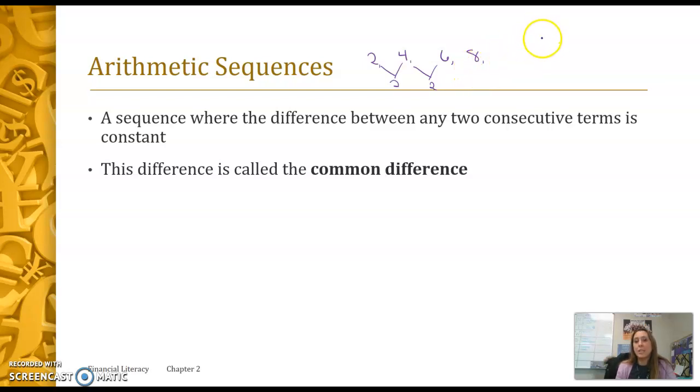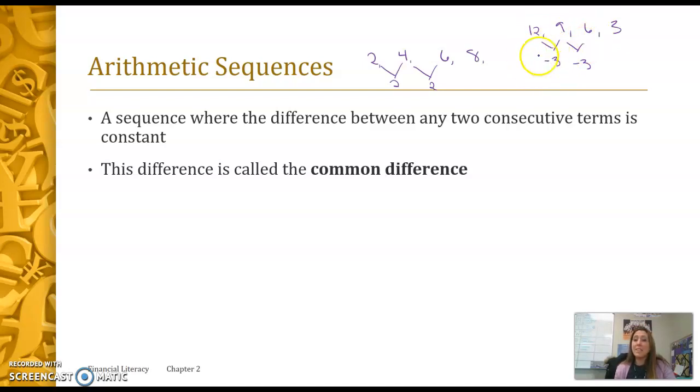Another way that you could see this is if we did it backwards. So if we did, let's say, 12, 9, 6, 3. To get from 12 to 9 would be a common difference of -3. And the common difference between 9 and 6 would be -3. You're subtracting 3 or you're adding -3 every single time. So it can be a positive number and it can be a negative number.